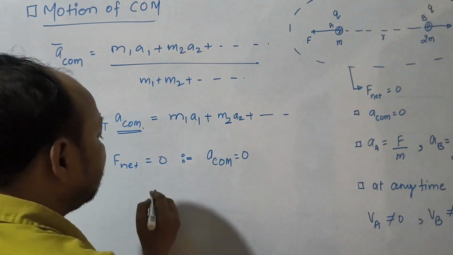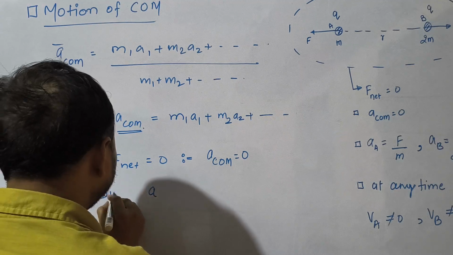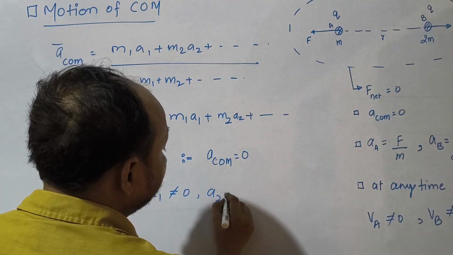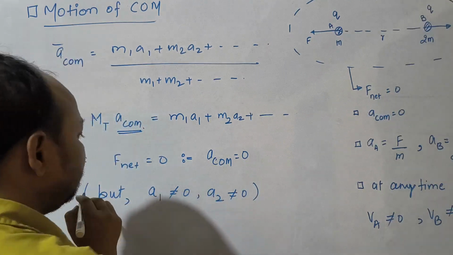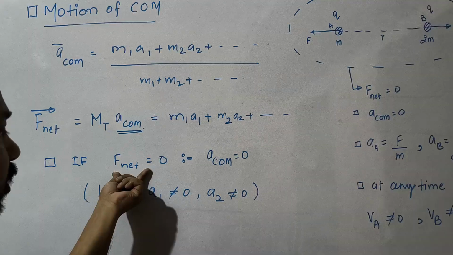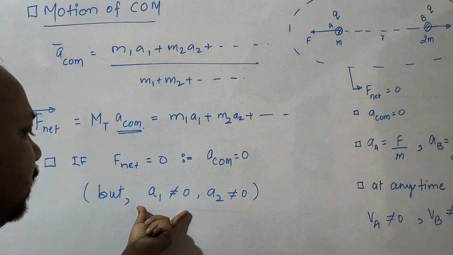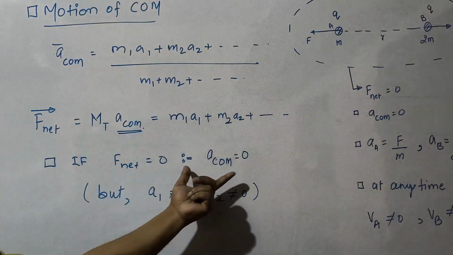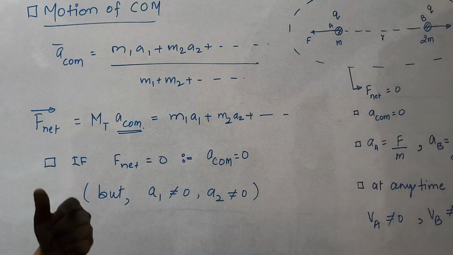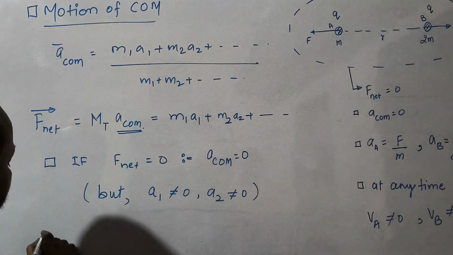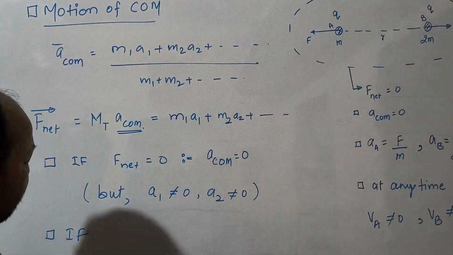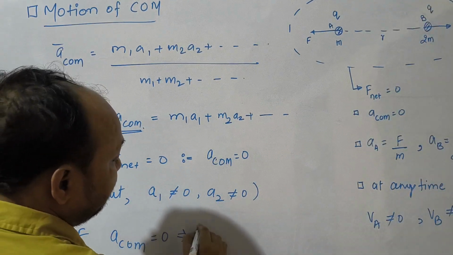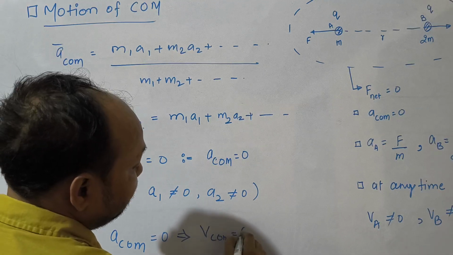Absolutely it will be 0, but the individual accelerations will not be equal to 0. It is not a necessary condition. If this is equal to 0, it doesn't imply that this will be equal to 0 for sure. Now, second point, if the acceleration of center of mass is equal to 0, this implies the velocity of center of mass will be constant.